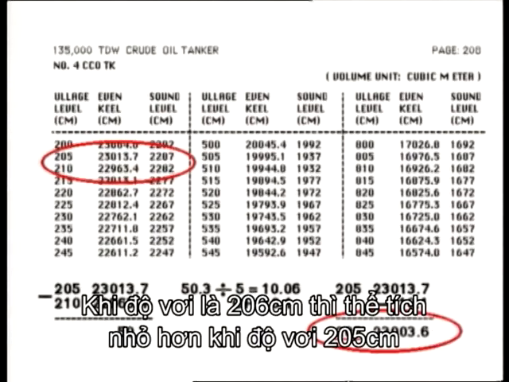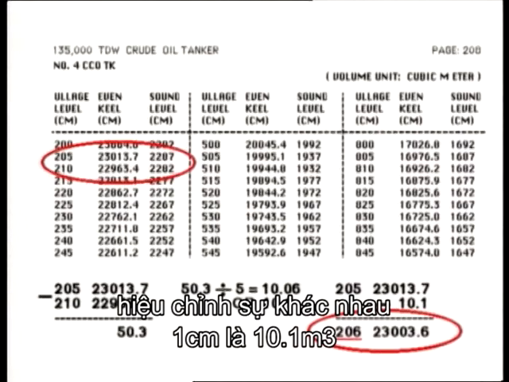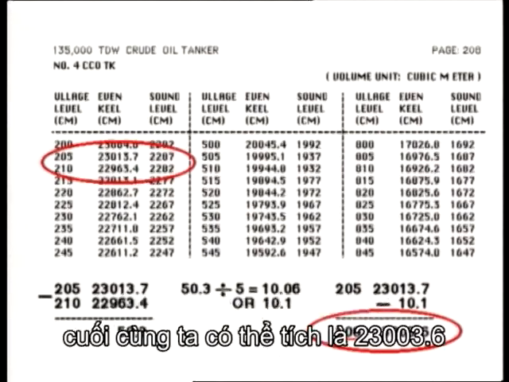As 206 centimetres ullage is less volume than 205 centimetres, deduct the difference of 1 centimetre, 10.1 cubic metres, and you get 23,003.6 cubic metres.